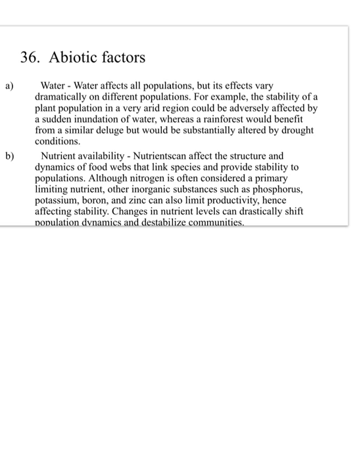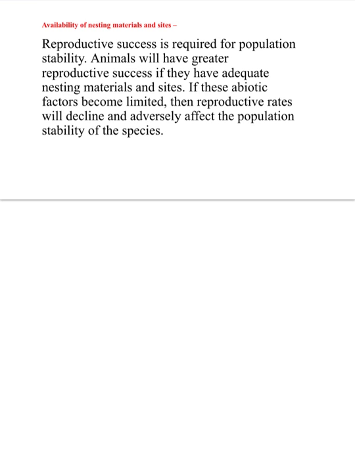Okay, water affects all populations. It just depends on the type of population. Nutrient availability can affect the structure of food webs, obviously. It provides stability to populations. For nesting materials and nesting sites, obviously being reproductive and being successful at it is required for the stability of the population. So they need an adequate nesting site and they need materials to do that.